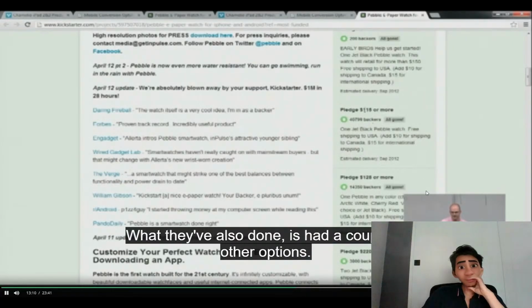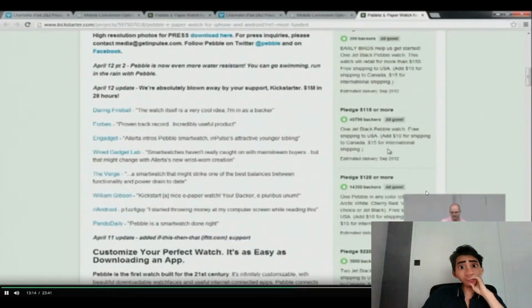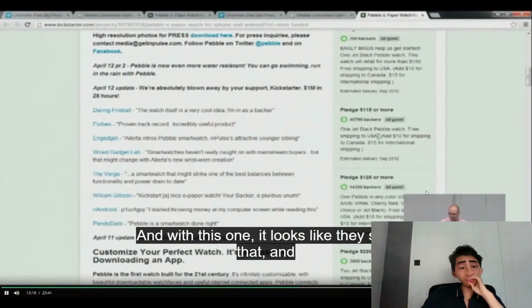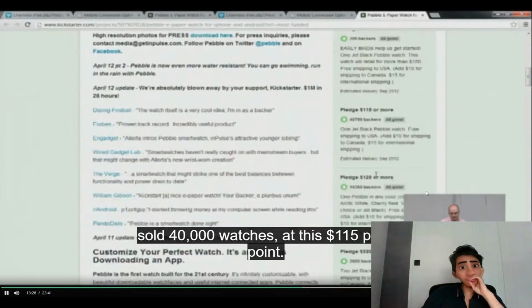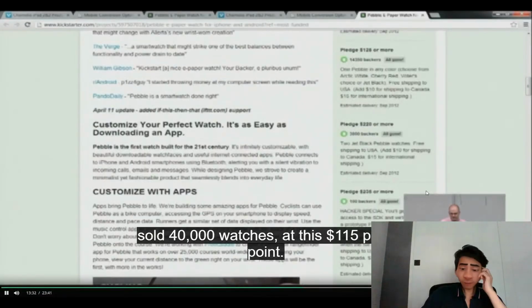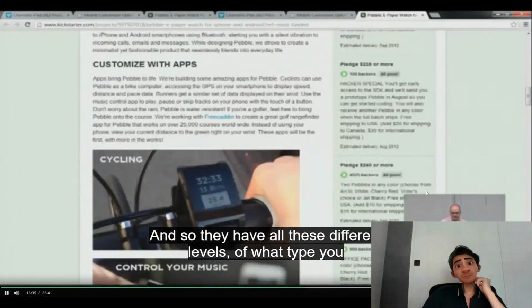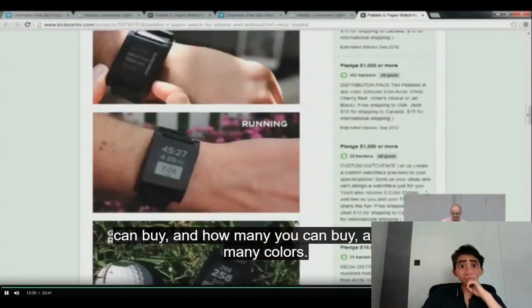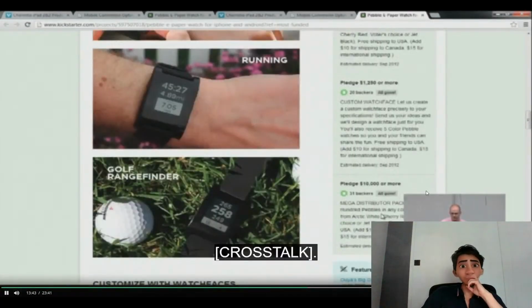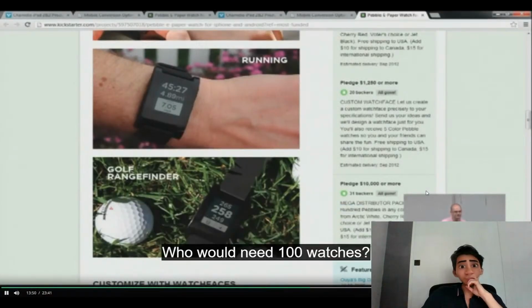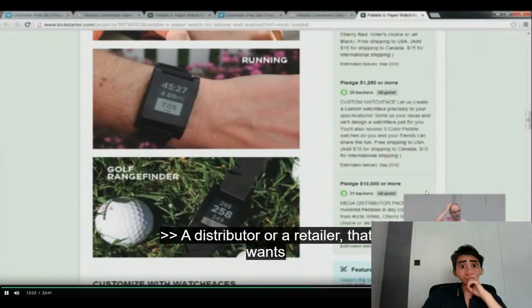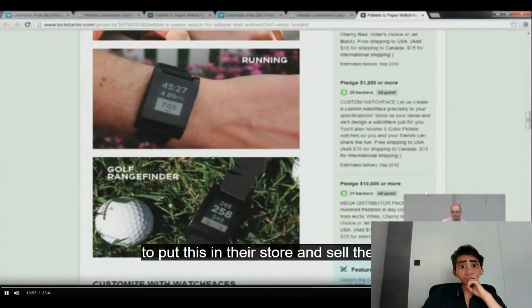What they've also done is had a couple of other options, and with this one, it looks like they sold that, and then they may have added some more later, and they sold 40,000 watches at this $115 price point. And so they have all these different levels of what type you can buy and how many you can buy and how many colors. And if you would like 100 of them, they will sell you 100 of them in a mix of colors. Who would need 100 watches? A distributor or a retailer that wants to put this in their store and sell them.